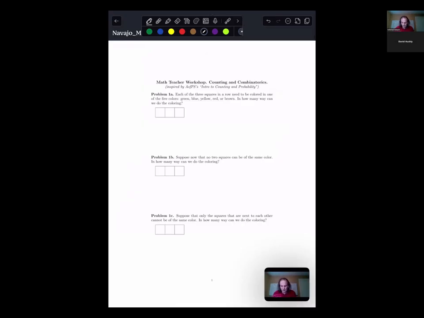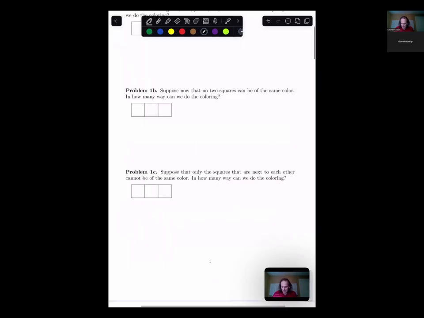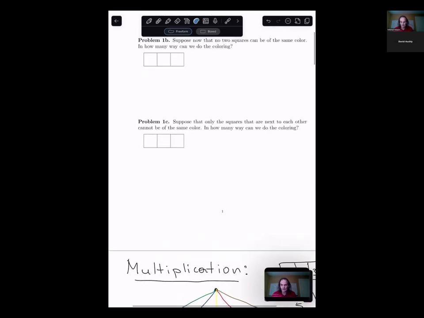Okay, if not, let's go to the second problem. That's a little variation on the first one, right? So what do we have here? Suppose that now no two squares can be the same color, right? If you look here, you can see that sometimes I would color different boxes in the same color. For example, if I go like this, then both the first and the second boxes are colored in yellow, right? And this is now forbidden. We cannot color them in the same color.